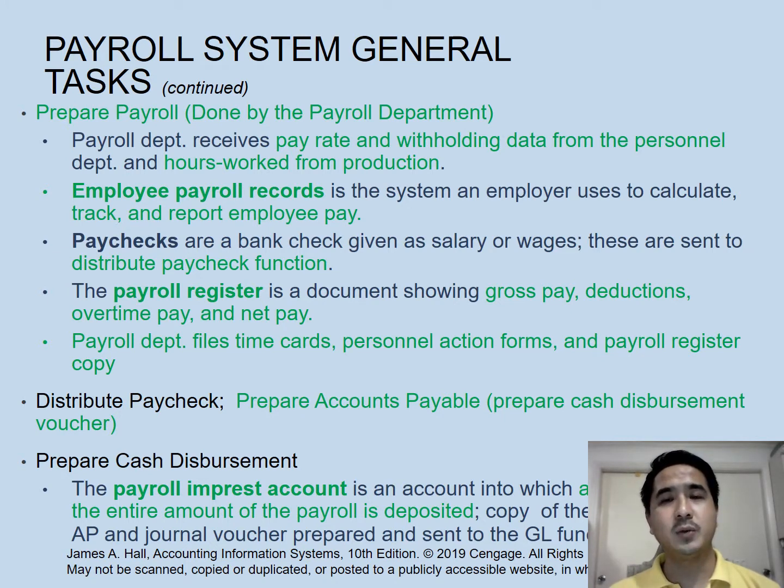And then, similar with the general expenditure procedure, the cash disbursement will send a copy of the check to the AP to close the payable: the AP in the general expenditure cycle, the salaries or wages payable in the payroll procedure. Then the voucher will be prepared and sent to the GL for the entries.